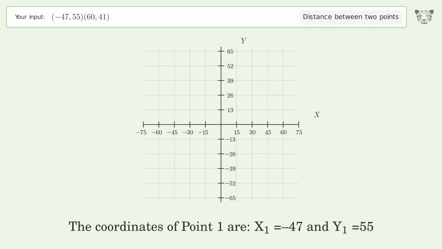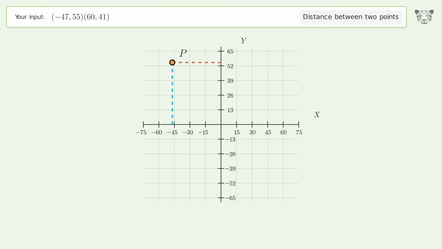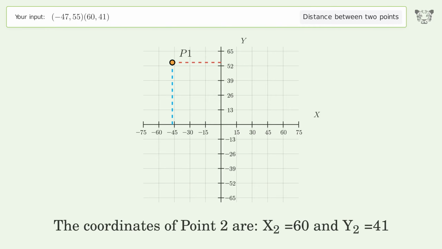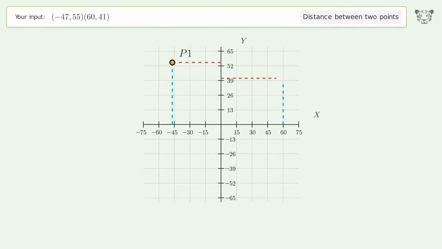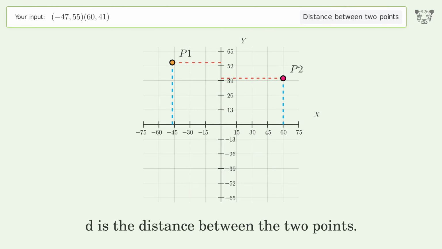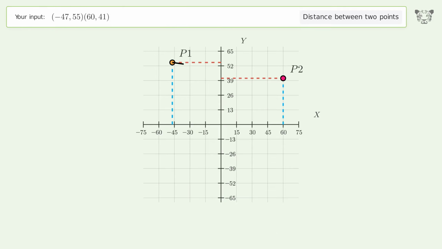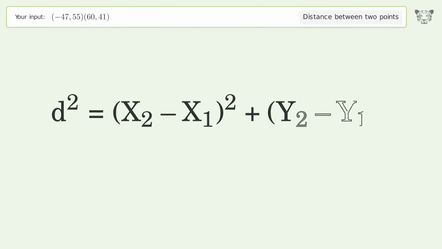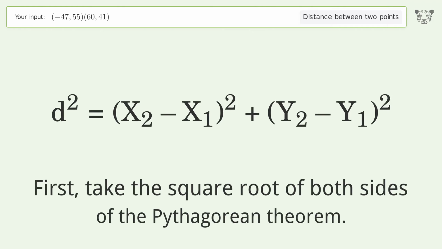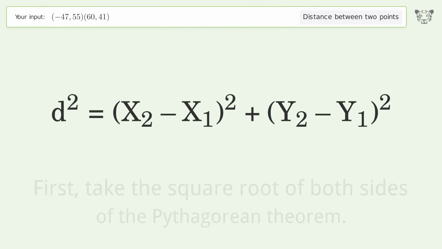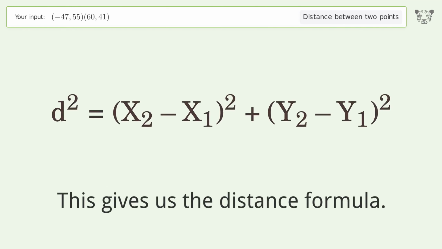The coordinates of point 1 are x1 equals -47 and y1 equals 55. The coordinates of point 2 are x2 equals 60 and y2 equals 41. D is the distance between the 2 points. First, take the square root of both sides of the Pythagorean theorem. This gives us the distance formula.